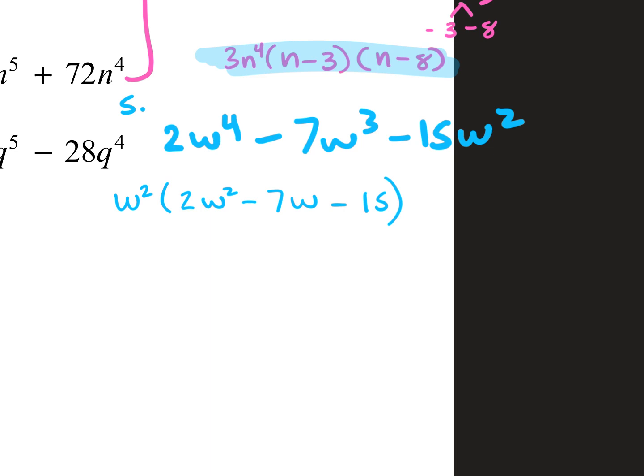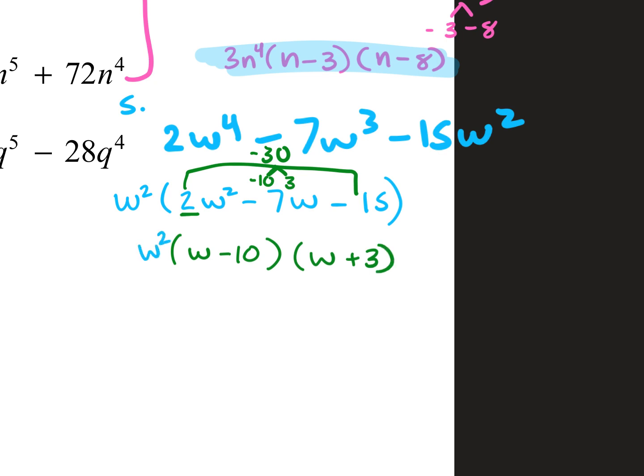What would we do next? Add the first and the last term? We don't add them. Multiply. So here, since our leading coefficient is not 1, we have to start by multiplying the first times the last. 2 times negative 15 is negative 30. What are 2 factors of negative 30 that add to negative 7? Negative 10 and positive 3. Perfect. So this would factor into w minus 10 and w plus 3.